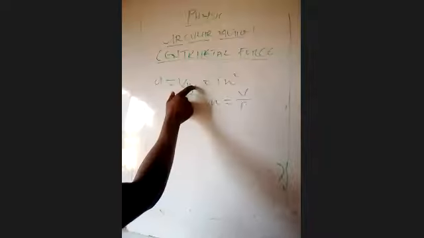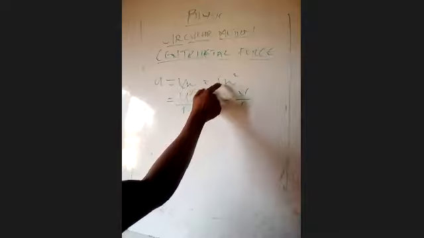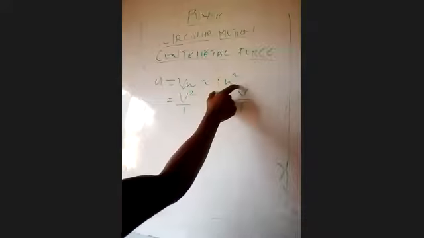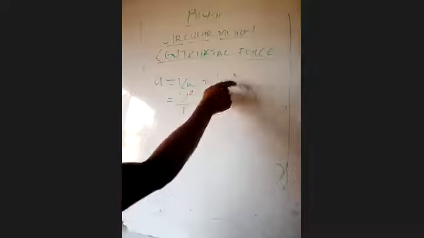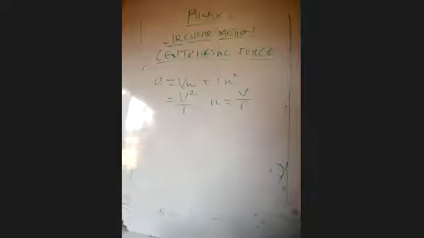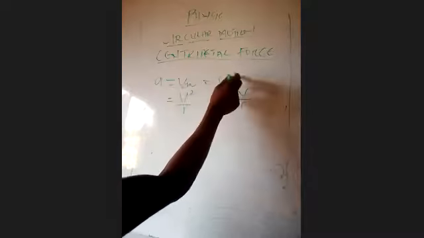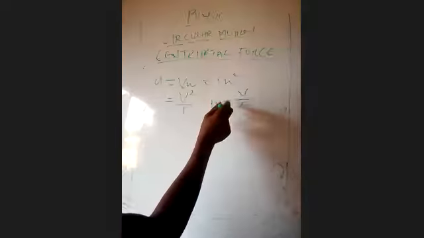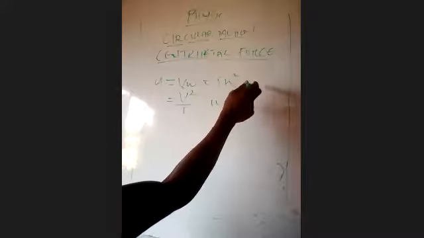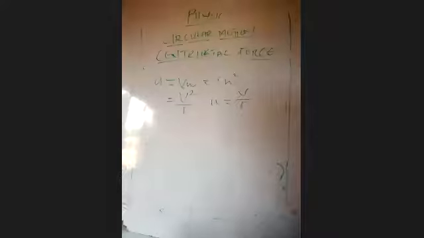A is equal to VW, which is implied as RW squared. Now, this is velocity squared all over R. We don't need to take care. Velocity squared, so all over R. This is equal to W. W will be equal to V all over R.